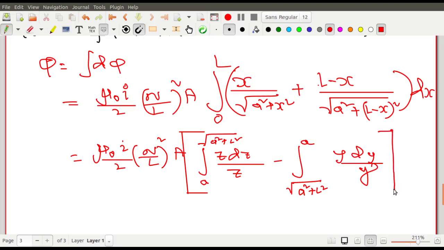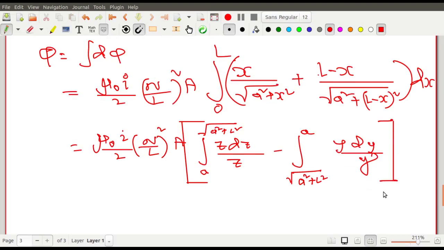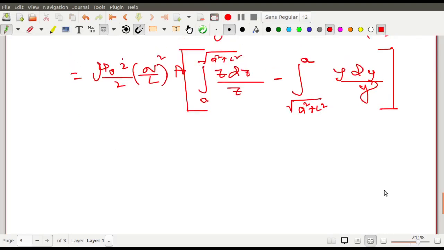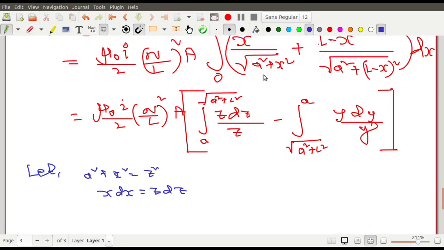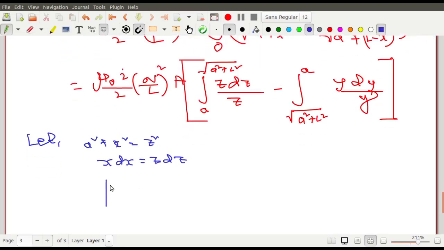Now the question is, where from do I get all this? Let me show you where I got it from. So I use a blue ink. Here what I did was, let a square plus x square be z square. So I understand that x dx will be z dz. That is what I have substituted for the first integral, and if you go through the limits, you will automatically understand.